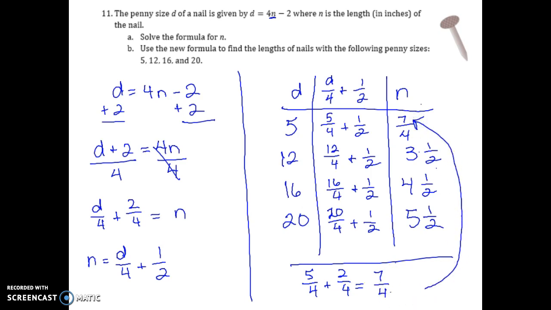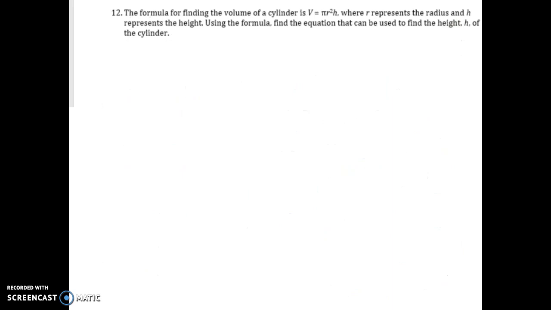Okay. All right. Number 12, the formula for finding the volume of a cylinder is volume equals pi r squared h, where r represents the radius and h represents the height. Using the formula, find the equation that can be used to find the height, h. So we're solving for h. V is equal to pi r squared h.